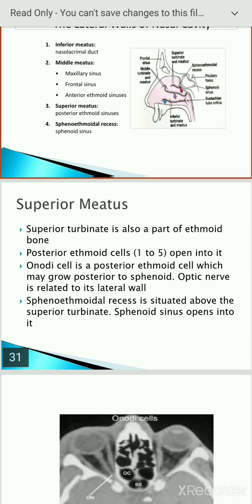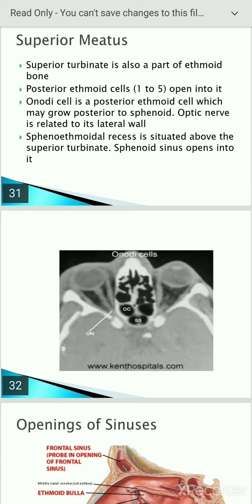I will repeat it. What is Onodi cell? It is a posterior ethmoid cell which may grow posterior to sphenoid sinus and optic nerve is related to its lateral wall. Sphenoethmoidal recess is situated above the superior turbinate and sphenoid sinus opens into it.